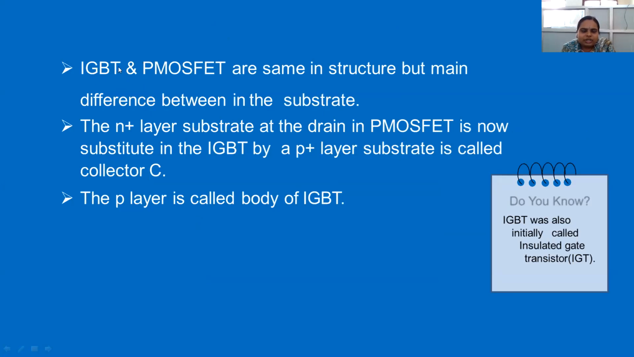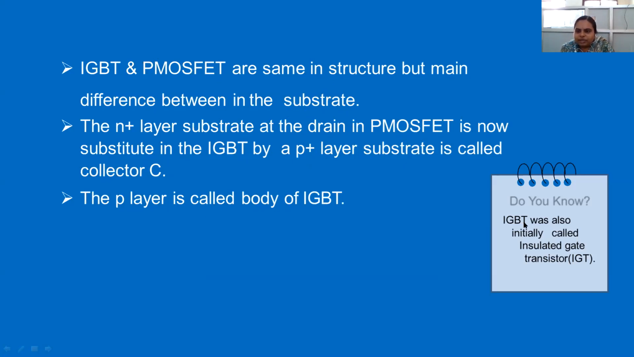Next, the IGBT and MOSFET are the same in structure when comparing both. The main difference is the substrate that we use in the MOSFET and in the IGBT. The N plus layer substrate at the drain in the P MOSFET is substituted in the IGBT by a P plus layer. The P plus layer substrate is called the collector, that is C. Then the P layer is called the body of the IGBT.